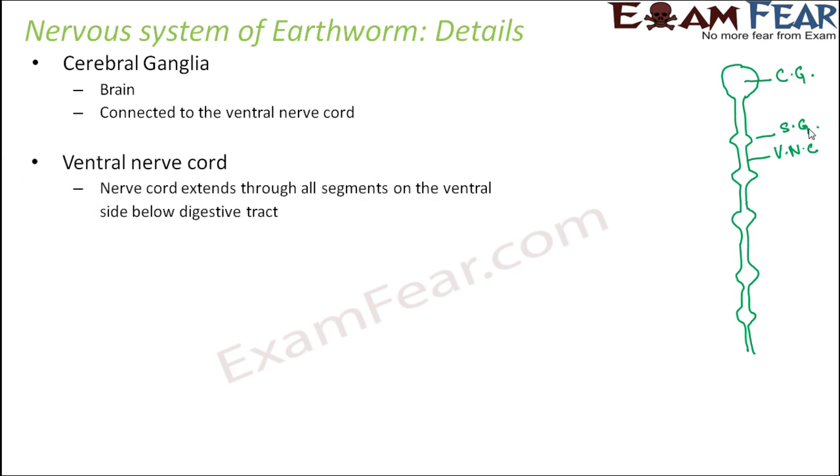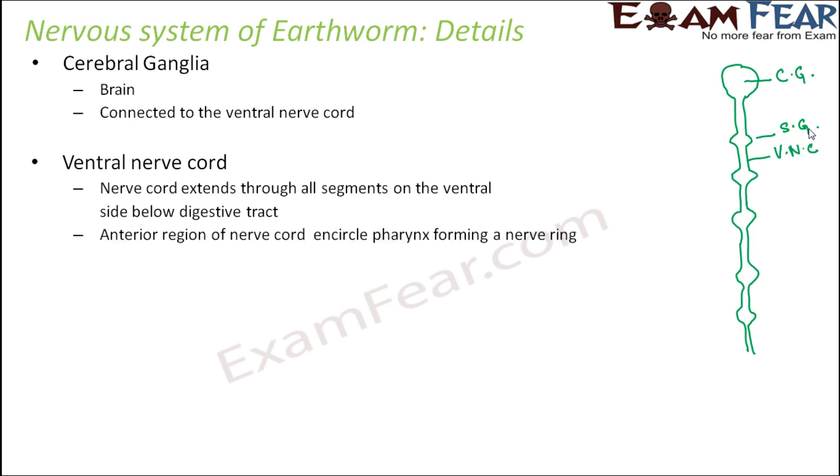Ventral nerve cord is a nerve cord that extends through all the segments on the ventral side, below the digestive tract. Obviously, the ventral side is the side towards the belly, and it is located below the digestive tract. Just now, while we were talking about the blood vessels, I told you there is a subneural vessel which is located even below the ventral nerve cord. So the situation is like this. First you have the digestive tract. Below the digestive tract you have the ventral nerve cord. Below the ventral nerve cord you have the subneural vessel.